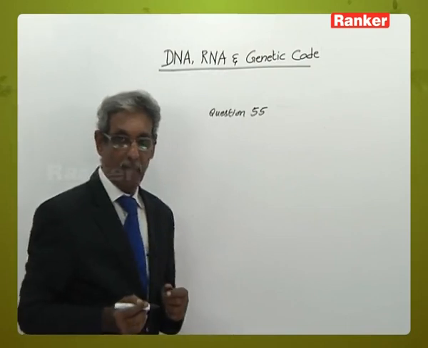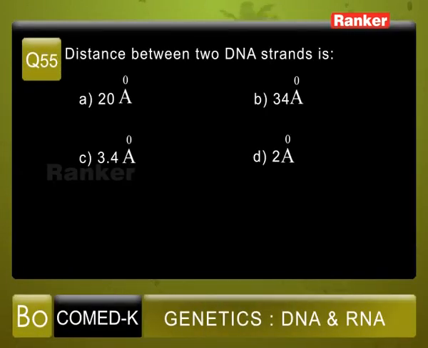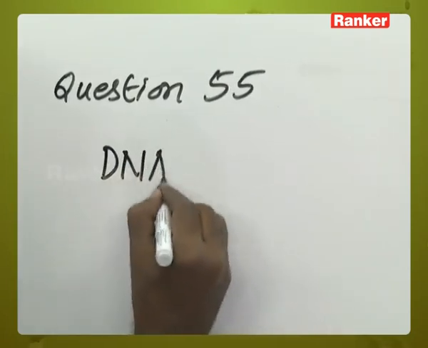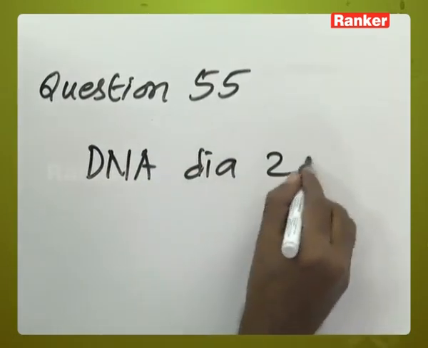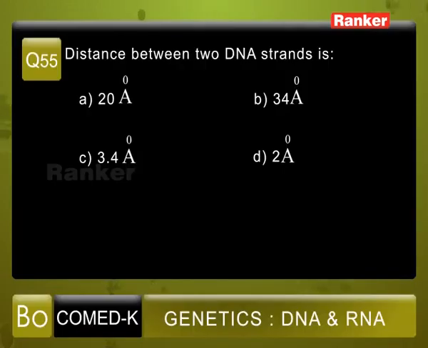We go to question number 55. The distance between two strands of the DNA, or the diameter of DNA, is 20 angstrom units. Hence the answer is A.